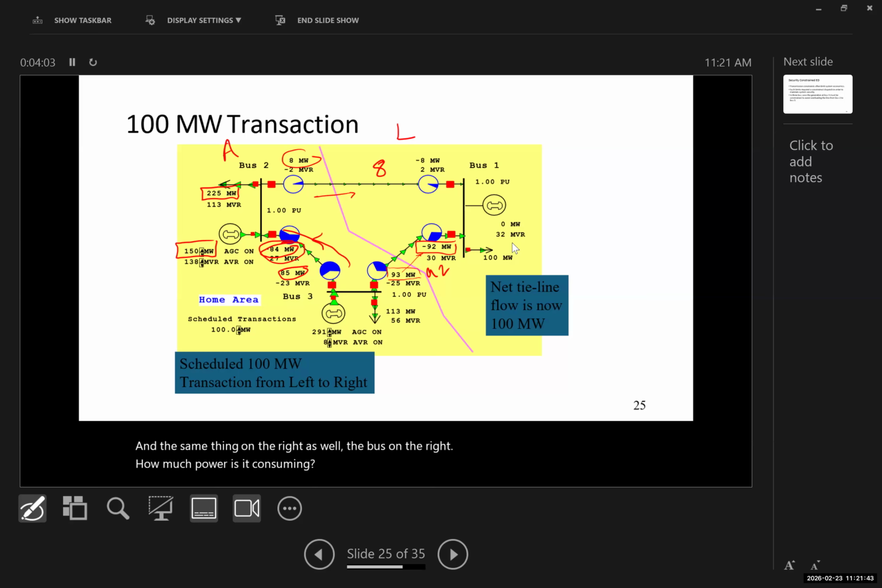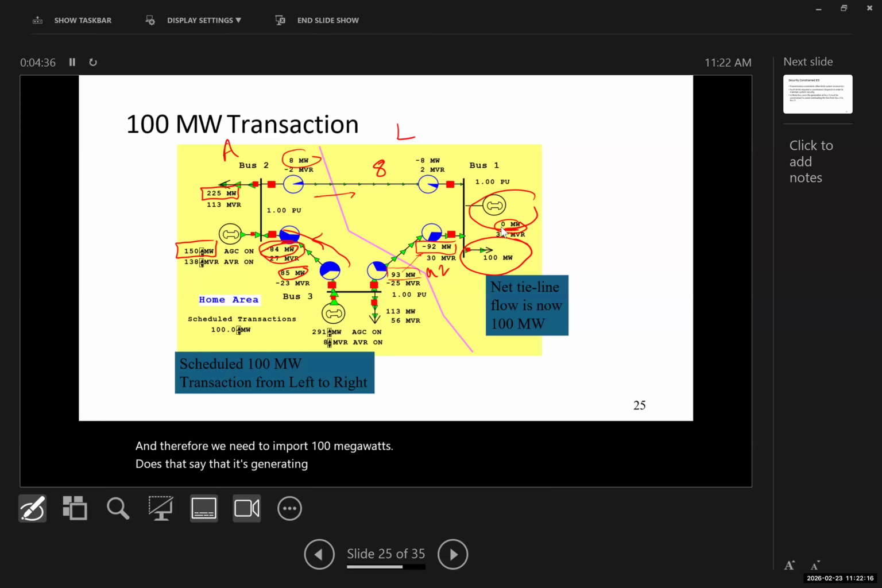A 100 megawatts. Yes, that's the reason we call it a scheduled 100 megawatt, because we need a bus that is consuming 100 megawatts, but how much is it producing? 0. Okay, the generator for some reason, maintenance or something, is shut down, and therefore we need to import 100 megawatts. Say that it's generating 32 mega Volt amp reactive.